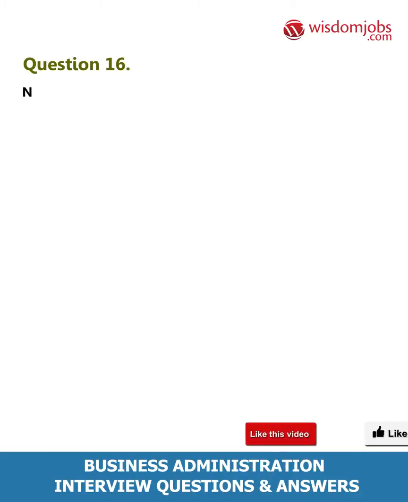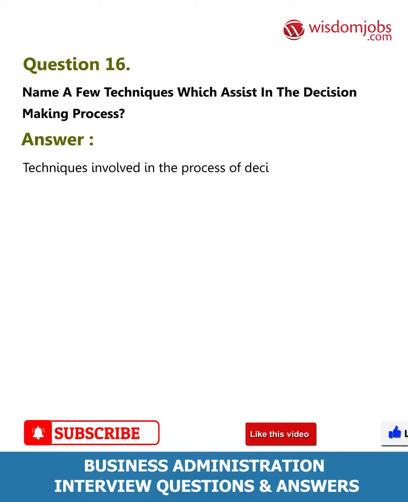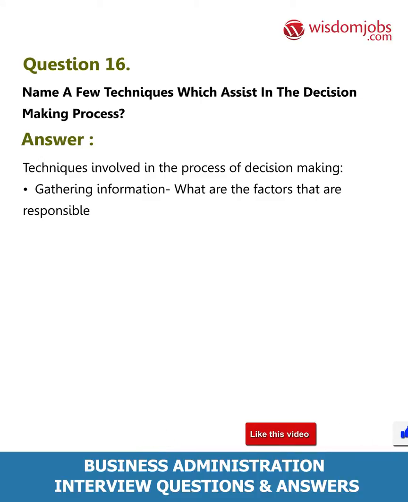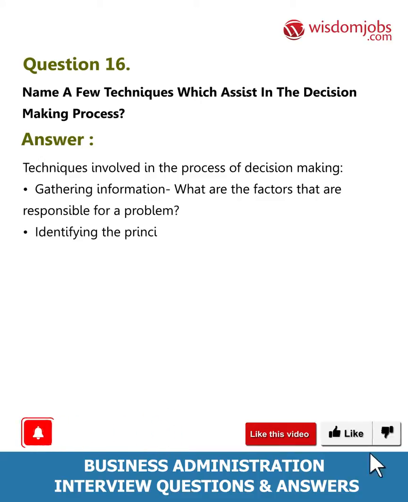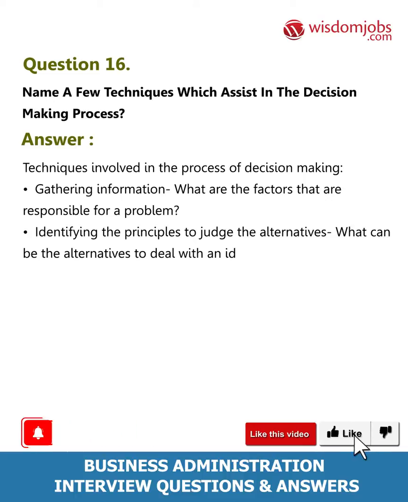Question 16. Name a few techniques which assist in the decision-making process. Answer. Techniques involved in the process of decision-making. Gathering information. What are the factors that are responsible for a problem? Identifying the principles to judge the alternatives. What can be the alternatives to deal with an identified problem?